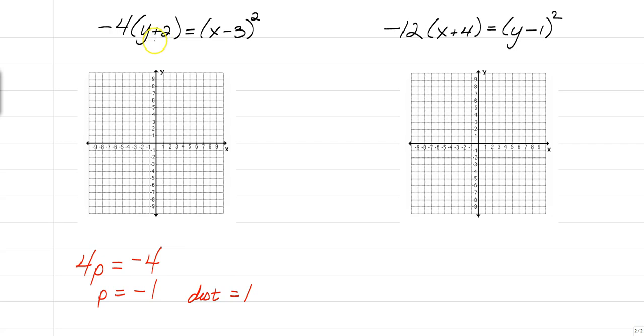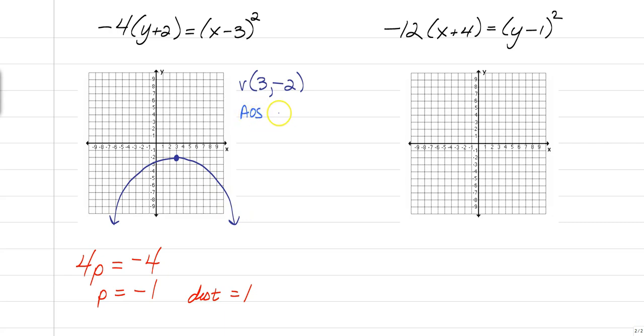So we need to plot our vertex. Our vertex is opposite of x, so that's a +3, comma, opposite of inside of the y, so that's a -2. So our vertex is at 3, -2. Since x is squared, it's up or down. Since it's negative, it's going to open down. So I'm just going to sketch a parabola that opens down. And now we're going to go find the other fun stuff.